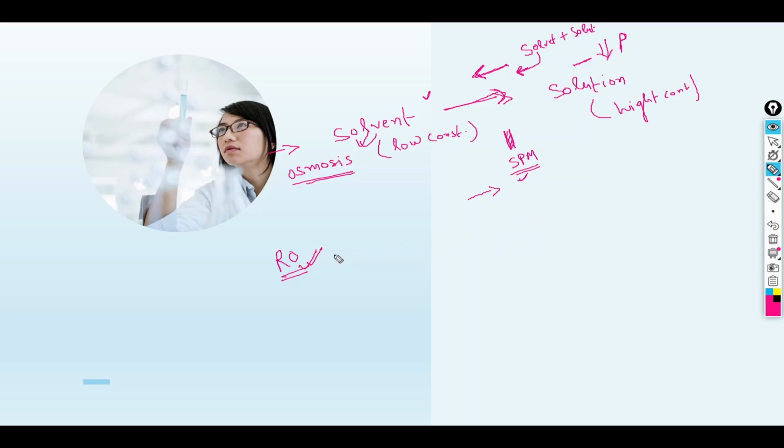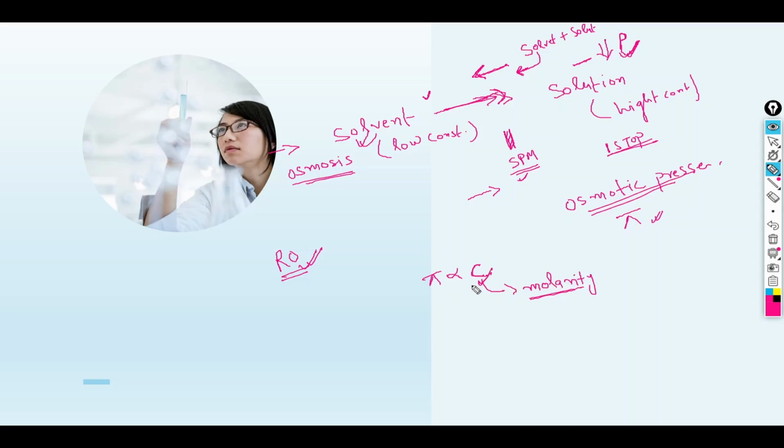Now what is osmotic pressure? If the applied pressure in the above case is such that it stops the natural flow of solvent due to osmosis, so naturally it was going from this side to this side, and if you apply the pressure and it stops this flow, then this pressure is known as osmotic pressure. See, here C is the molarity of the solution. So pi is directly proportional to C.